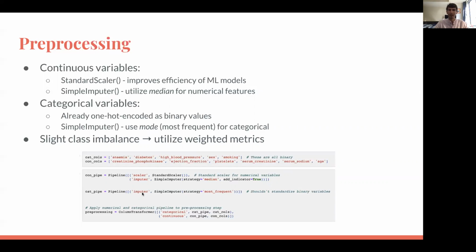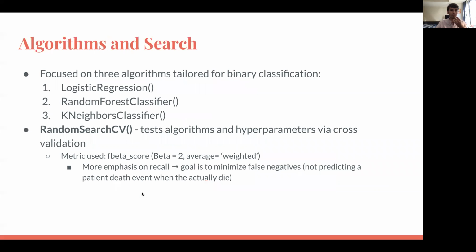And I noticed there was a slight class imbalance, about 60% class 0 as opposed to 40% class 1. So I wanted to utilize weighted metrics to help with this slight class imbalance. And as you can see, this is just a snippet of my pre-processing steps.